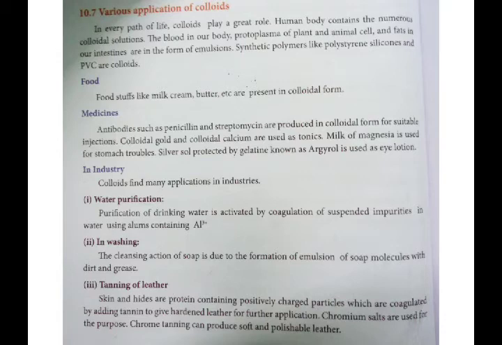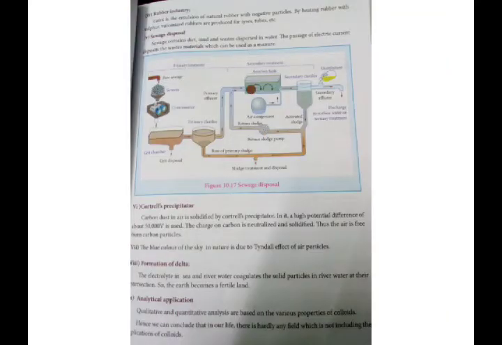Even in washing, we are using this emulsion technique. After that, tanning of leather. Tanning of leather, to a certain extent, is important. That is how coagulation takes place by means of oppositely charged particles. Even chromium salts we are using for this purpose. Both of them are very important. Even in the rubber industry we are using emulsion.